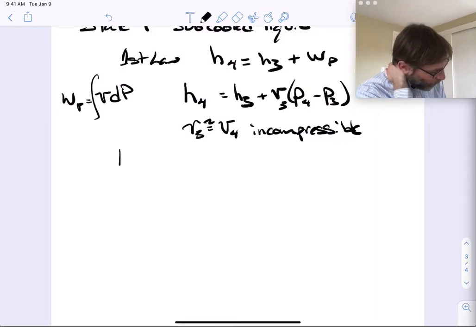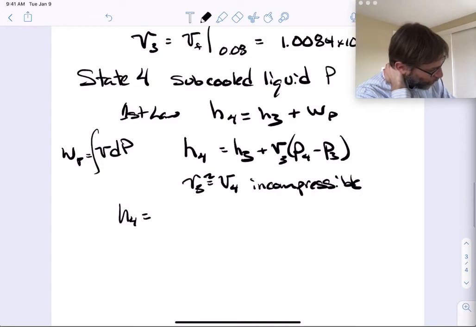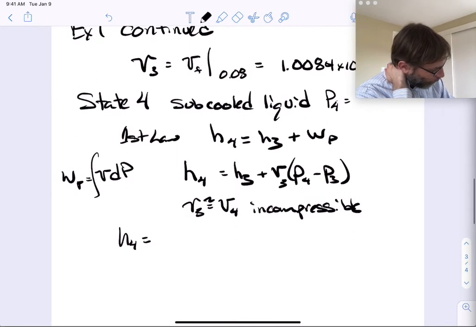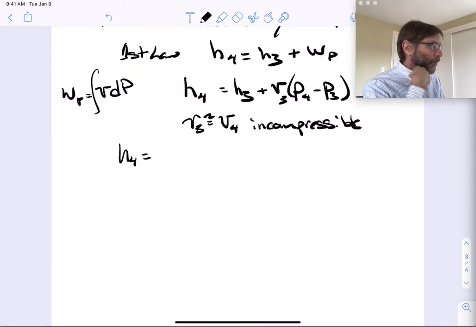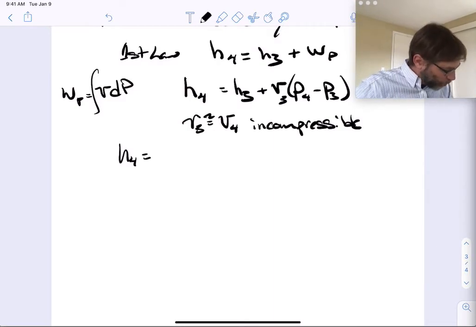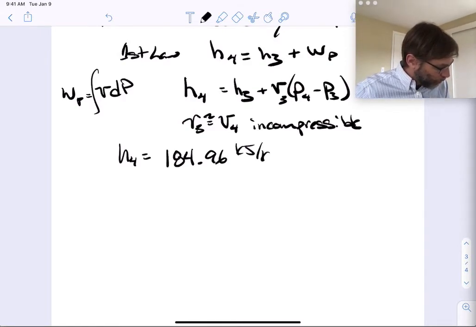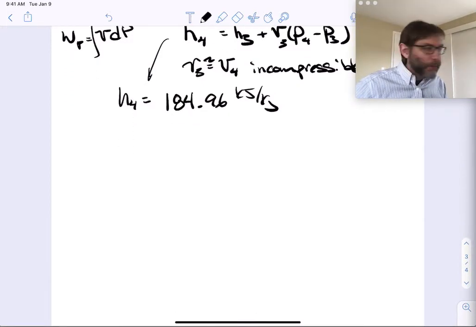So H4 then is equal to, we can just find this because we know the pressure. State 4, subcooled liquid, P4 equals, what is it? It's 11 bar. At 11 bar, H4 then becomes, it's pretty easy to find, 184.96 kilojoules per kilogram when you use this equation here. And you use the steam tables, of course.